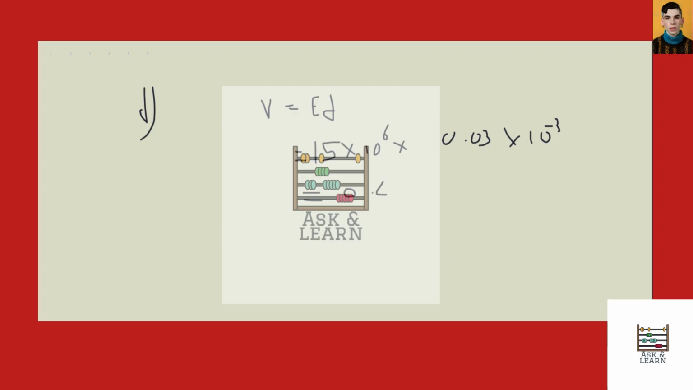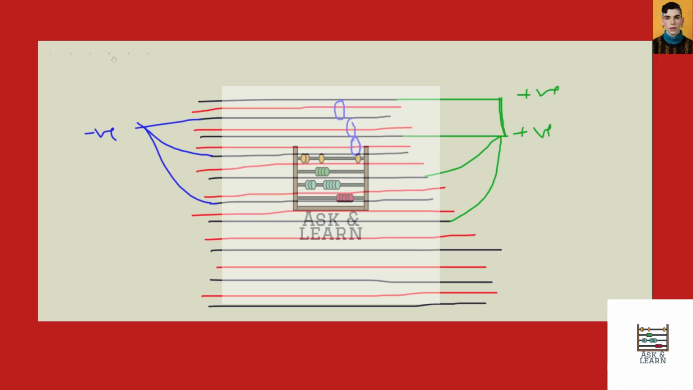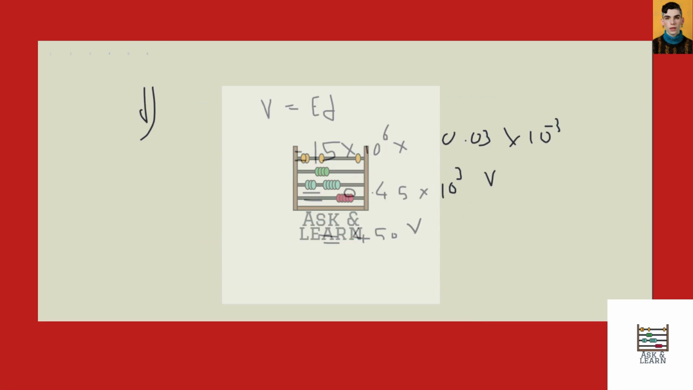You'll have 0.45 times 10 power 3 volt. This is 450 volt. So no matter how many plates you add up and make a capacitor, this thickness is still the same, and that makes the maximum potential constant.